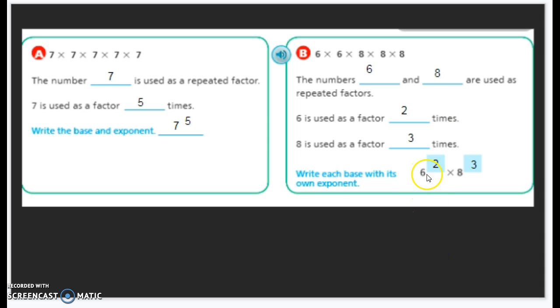Now remember, when you see this, make sure you don't just take 6 times 2. Remember that it's 6 times 6, repeated multiplication. And 8 to the power of 3 is not just 8 times 3. It's 8 times 8 times 8, 3 times. It's not 8 times 3.